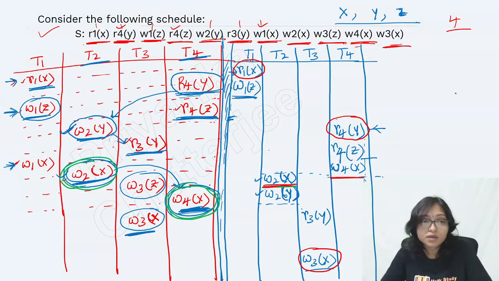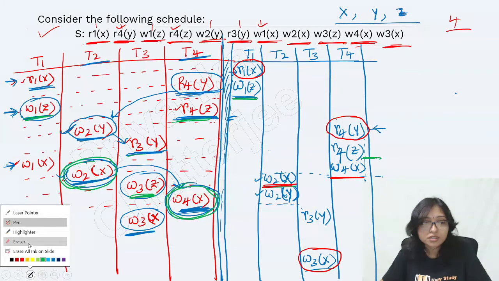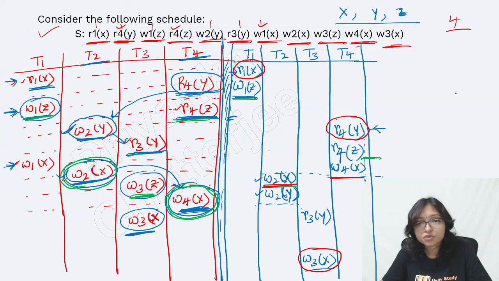For Z, first this one was writing, then this one is reading, right? This T1 was writing, I did this T1, then T4 was reading that data, then T3 is writing that Z, right? W3Z is going on. So I will make it W3Z, no problem. Here W3Z, R3Y, then W3Z.